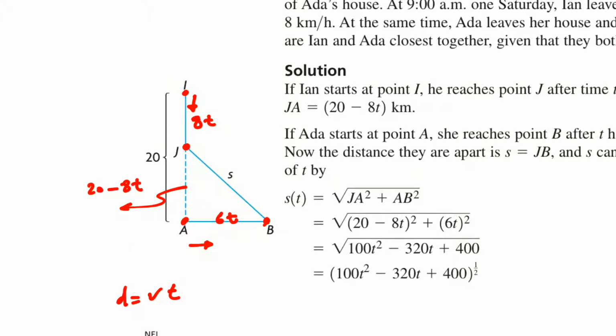By using the Pythagorean theorem in triangle ABJ, JB is the square root of JA to the power of 2 plus AB to the power of 2. JA is 20 minus 8T, and AB is 6T. It can be simplified as the square root of 100T^2 minus 320T plus 400.